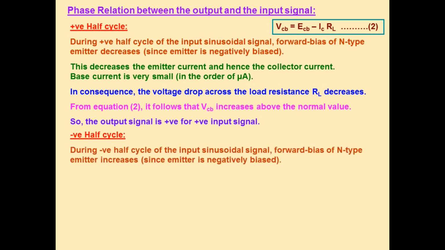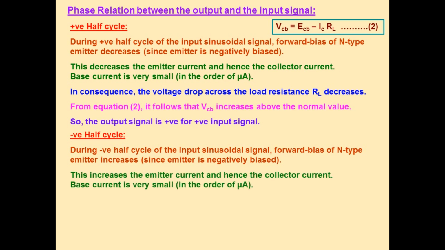During negative half cycle, the forward bias of n-type emitter increases because emitter is connected to negative terminal. So the emitter current increases, hence collector current also increases. If collector current increases, the factor IC into RL increases. Okay, 8 equal to 10 minus 2. If this factor IC into RL increases, so 10 minus 3, 7, VCB decreases.